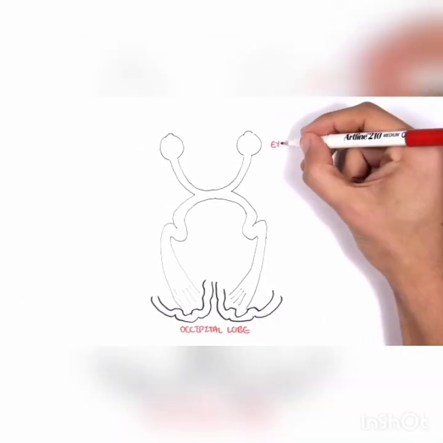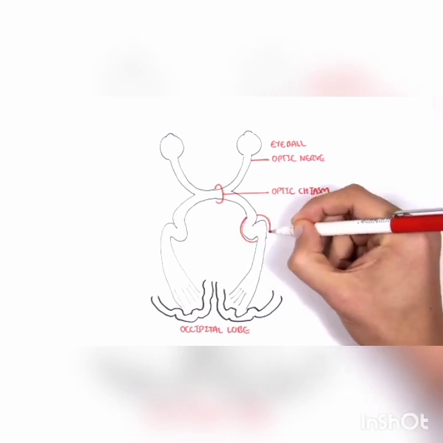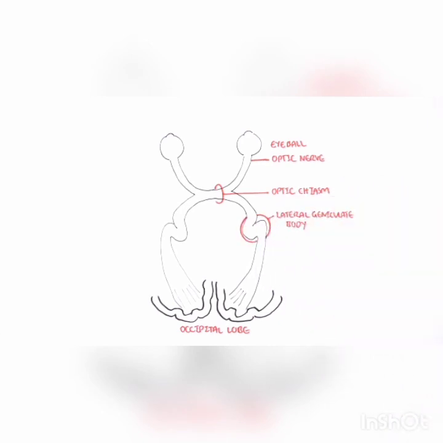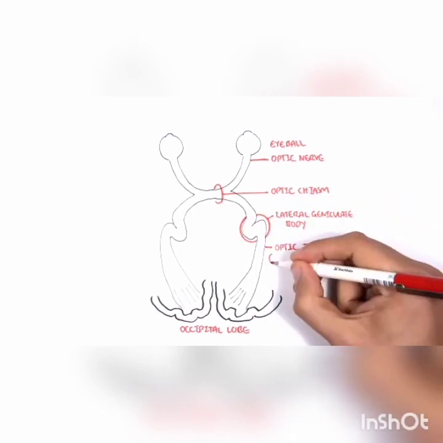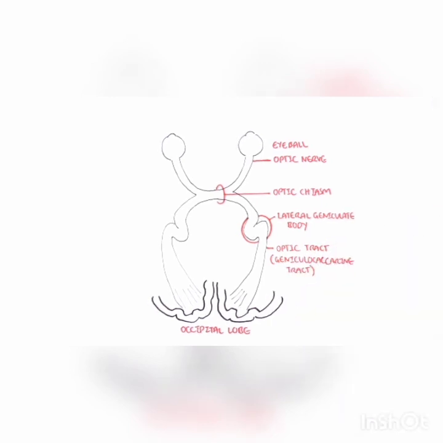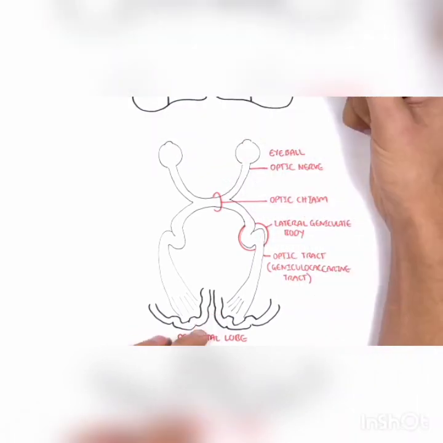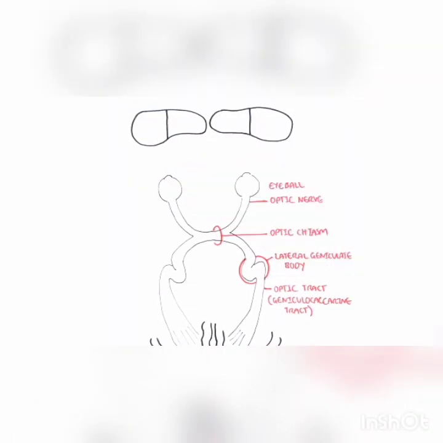So here is the occipital lobe, the eyeball, optic nerve, optic chiasm, lateral geniculate body, and optic tract, also known as the geniculocalcarine tract. Here are our visual fields. We are looking at this whole visual pathway from the top.